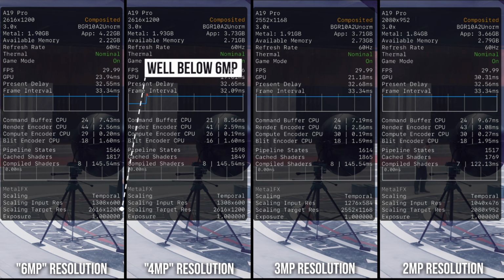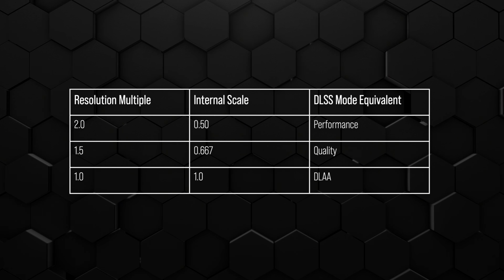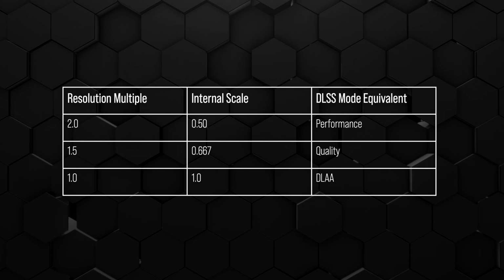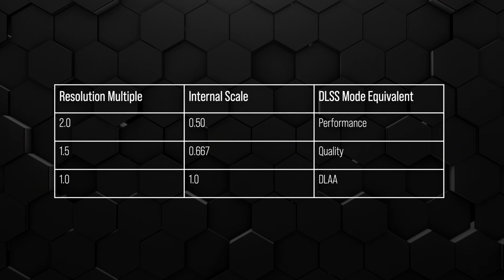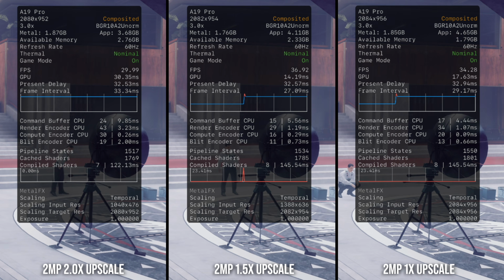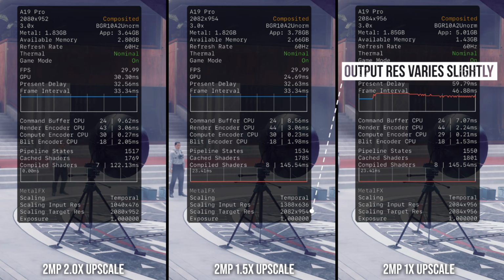As far as I can tell, the various upscaling parameters seem to behave as expected. A 2.0 resolution scale seems to imply performance level upscaling, 1.5 translates to quality level upscaling, and 1.0 hits a full native res. The game's default 2 megapixel output means around a 950p target for MetalFX to hit, while 3 megapixels means around 1170p. These vary slightly depending on the resolution scale.